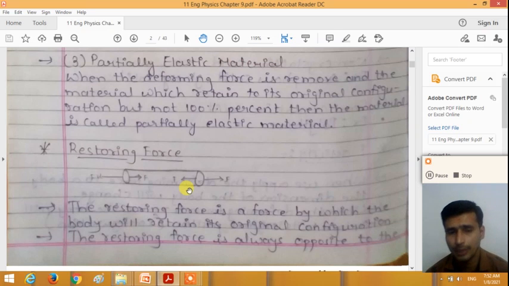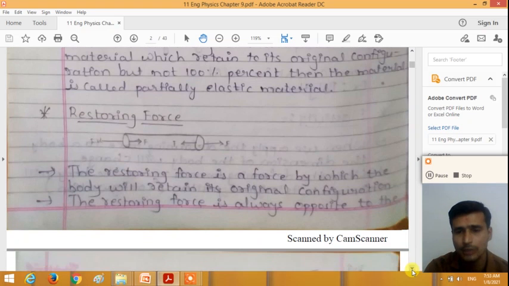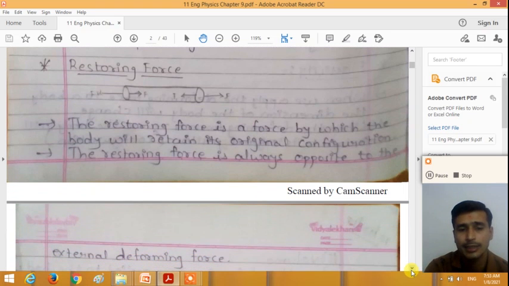So when we apply an external force on the body, the restoring force is produced in the body, which tries to retain the body in its original position. So the restoring force is a force by which the body will retain its original configuration. Remember, dear student, the restoring force is always opposite to the external deforming force, right?